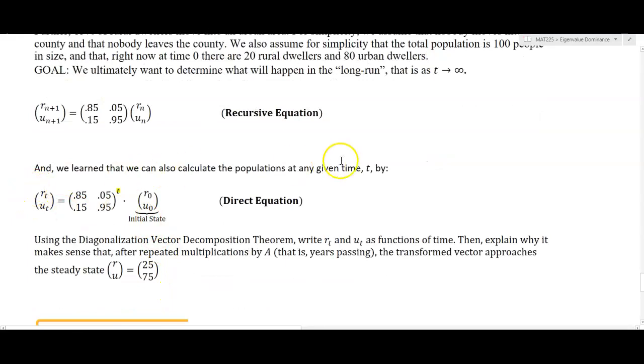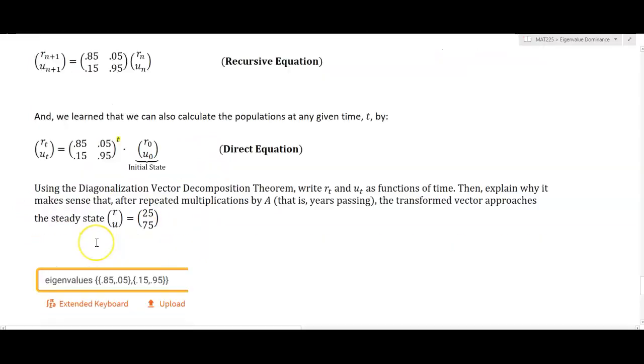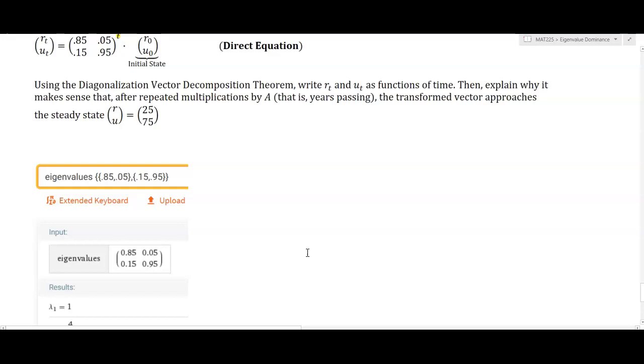And then we were able to write it like this as the direct equation, where we just took A to the t times our initial state. We already showed mathematically, by computing the steady state vector, what happens in the long run, but now we want to see, using the diagonalization vector decomposition theorem, how to write equations for r sub t and u sub t as functions of time, then explain why it makes sense that after repeated multiplications by A, that is, years passing, the transformed vector approaches the steady state r, u equals 25, 75.